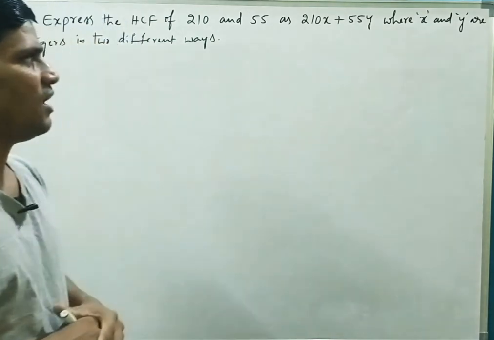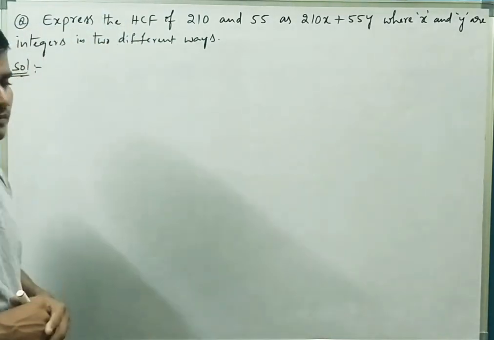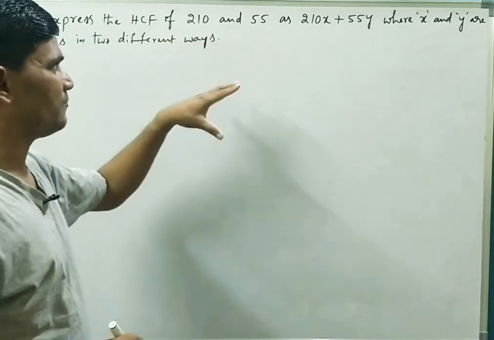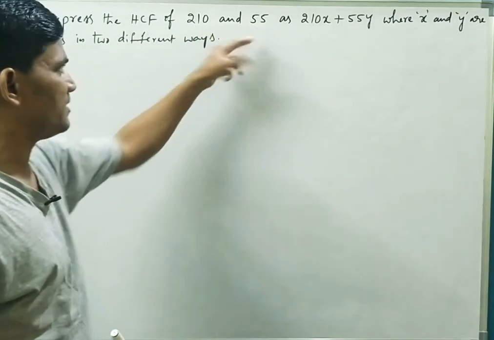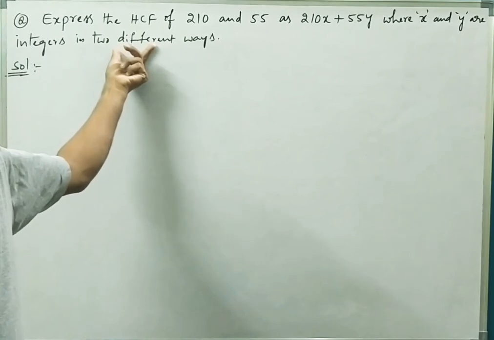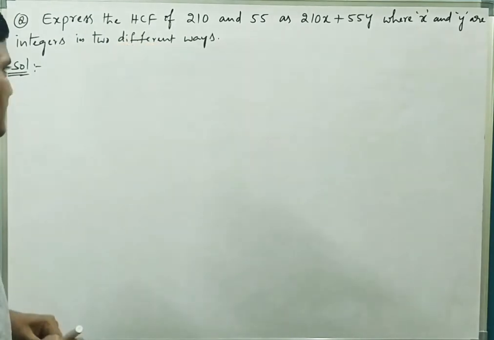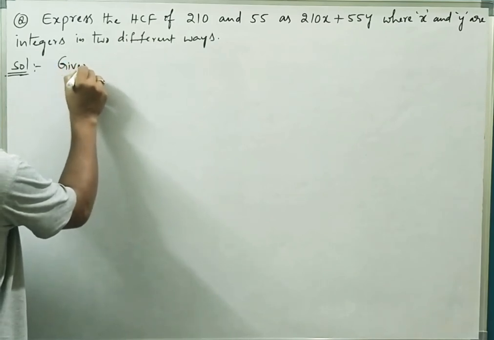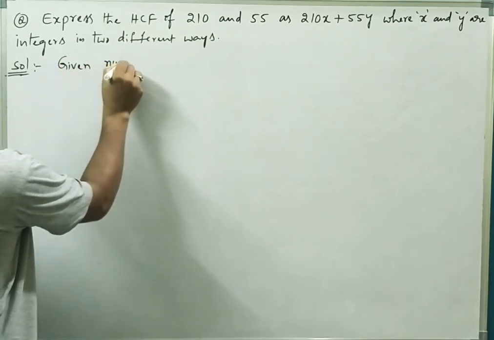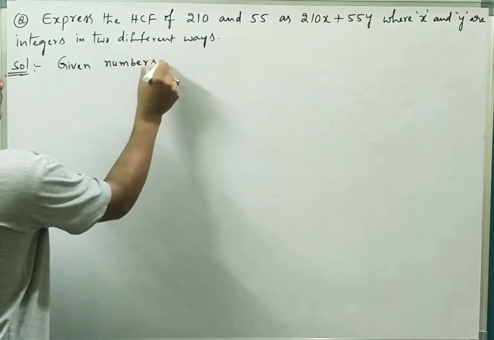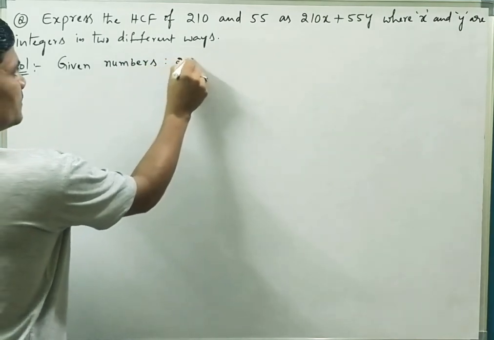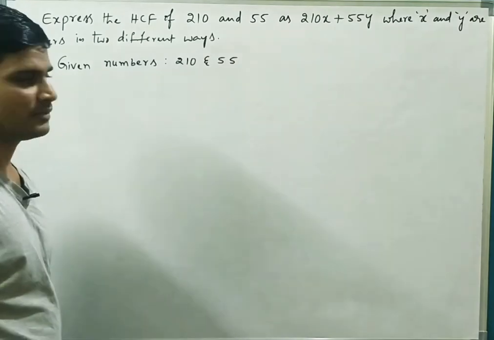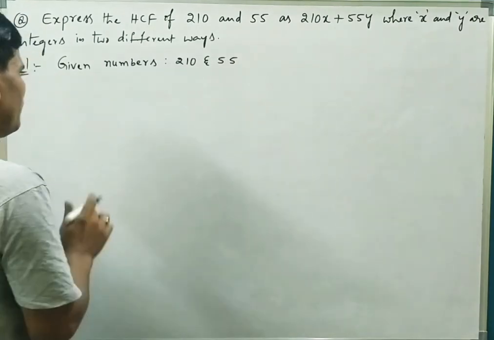Let us see how we do this problem. That too, you are asked to express the HCF in terms of the given two numbers in two different ways. This is important. Let us see. Given numbers. We have to find the HCF.